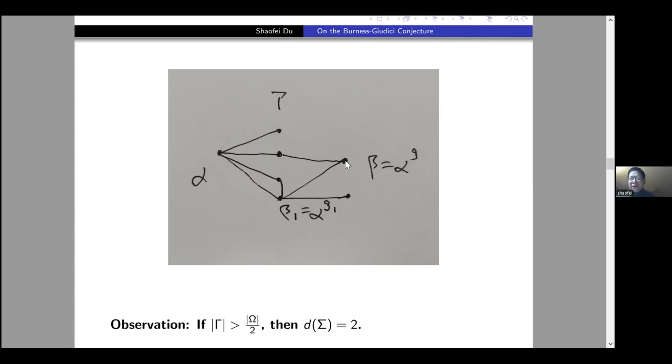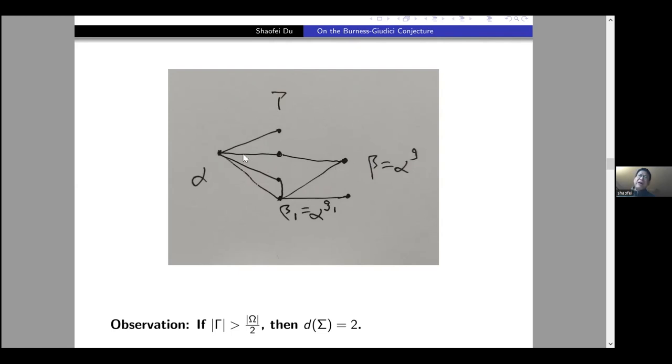So you have a common neighbor. The beta here is common. This point is a neighbor of alpha or a neighbor of beta. This is the conjecture. In the second case, you can take beta one in the gamma. Then you have a common neighbor of alpha and beta one. So these are two conjectures: the weak version and the strong version.